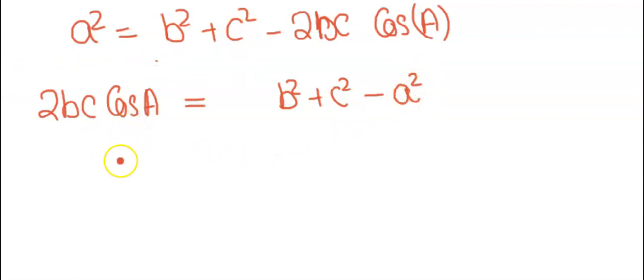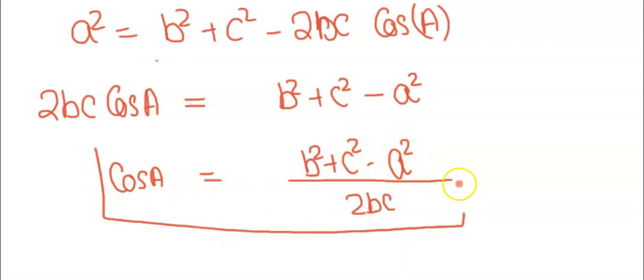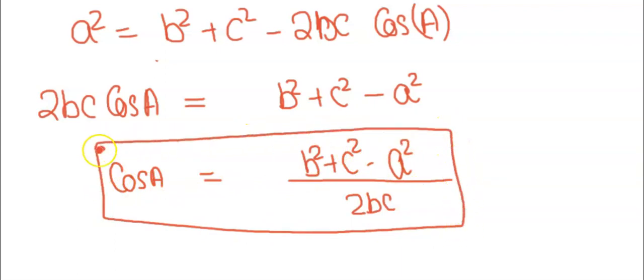Now I want just cos A. I don't want 2bc, which is being multiplied here. So I will divide by 2bc. Here you go. Happy with that? That's how we rearrange the formula for cos A.